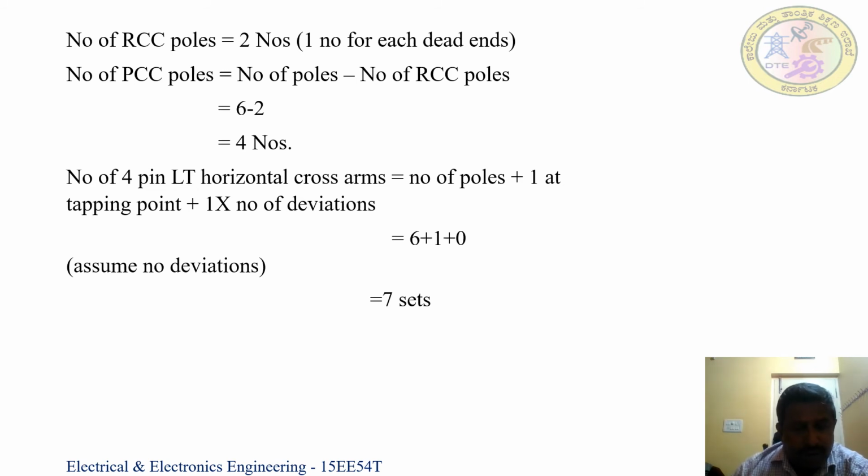Next item is number of 4-pin LT horizontal cross arm, that is equal number of poles plus 1 at tapping point plus 1 into number of deviations. Here total number of poles is 6 and 1 number at tapping point, and the number of deviations we have assumed here 0. So that is 6 plus 1 plus 0, that gives total 7 sets.